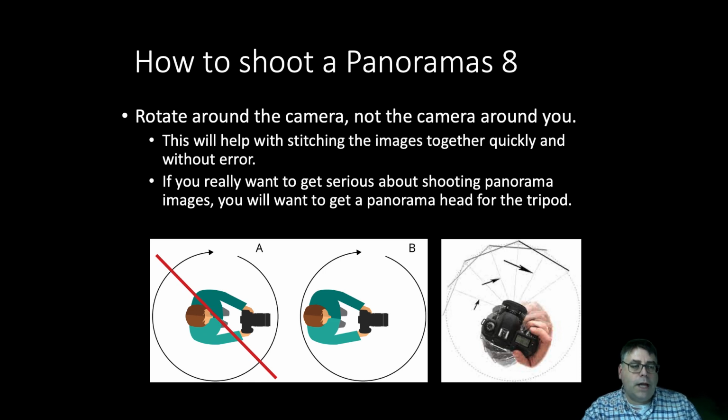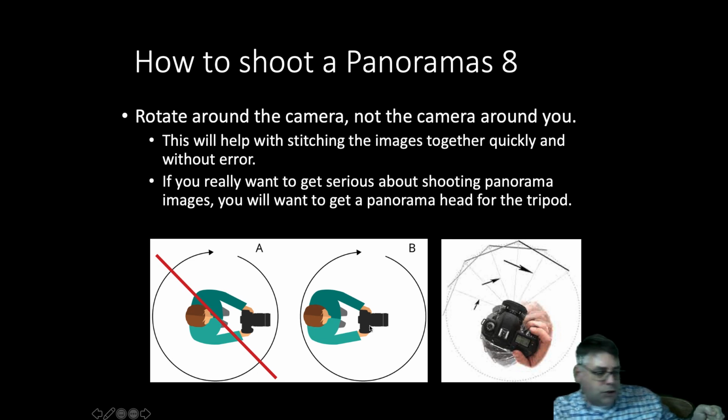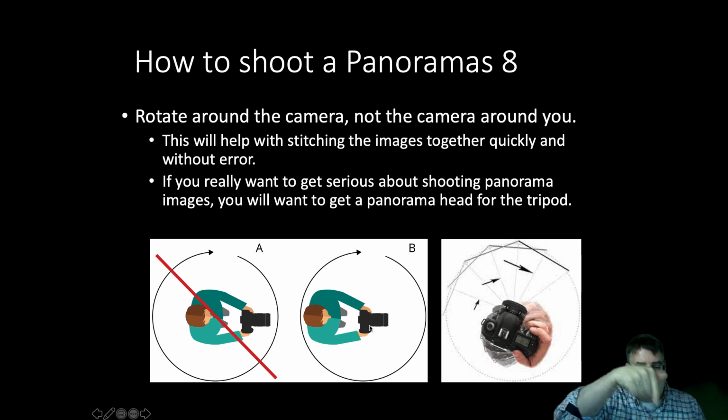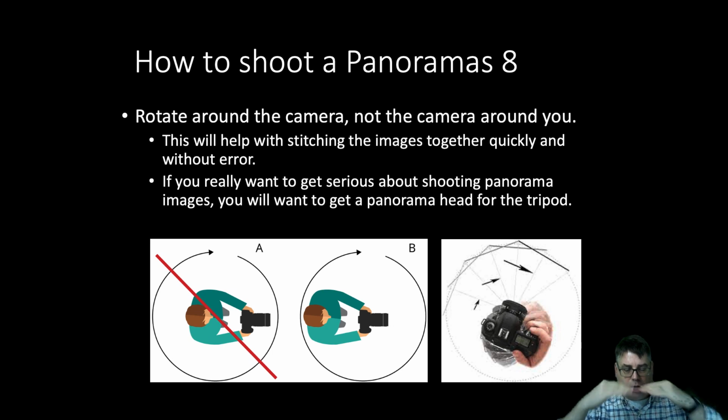So rotate around the camera, not you around you. In this case, if you look at A here, the person's in the middle and they're rotating the camera. That's not what you want to do. You want to rotate around your camera because your camera should be the pivot point for a panorama, so that means your lines will match up. If you're shooting panoramas far, far away, this is not as important as if you're shooting lines really close.